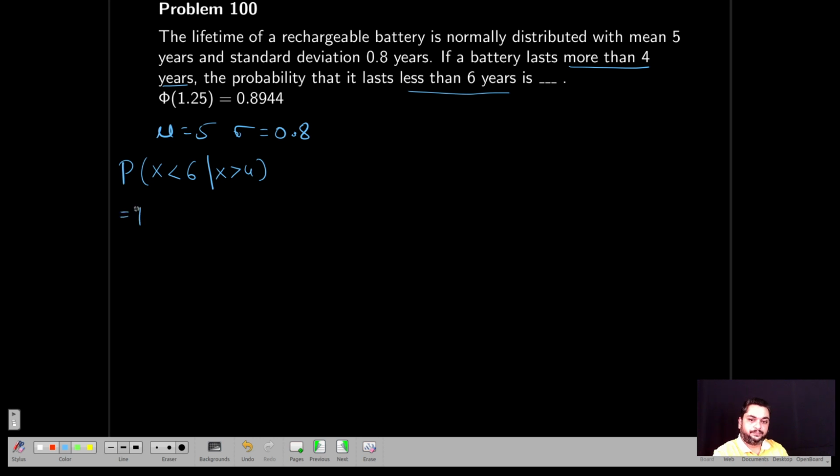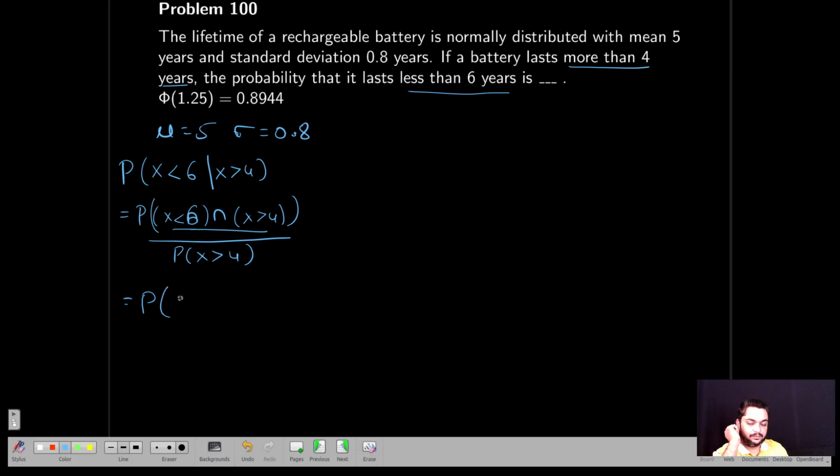This is equal to P of x less than 6 intersection x greater than 4, divided by P of x greater than 4. Now what does this mean? X less than 6 and greater than 4 means P of x is greater than 4 and then less than 6. That is what you have to find, divided by P of x greater than 4.